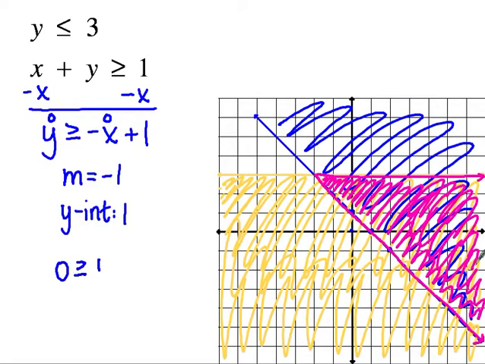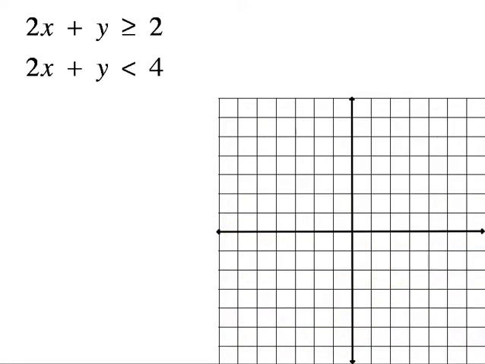Questions? What do you think so far? All right, let's look at the next one. What do you notice about the next one? You have to work it out. They're not in slope-intercept form. So what am I going to have to do on that first one? Subtract 2x. So let's go ahead and subtract 2x from both sides here. So my new equation will be y is greater than or equal to negative 2x plus 2.